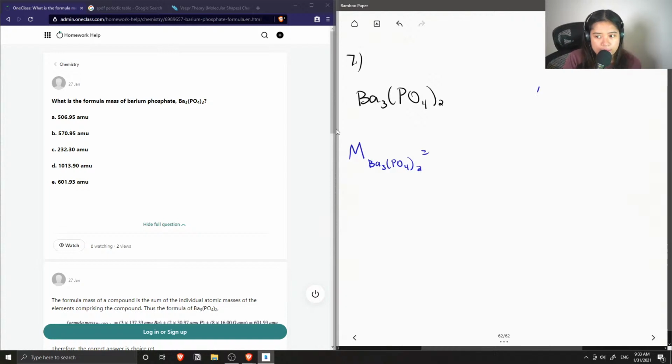So I would need the molar mass of barium, phosphorus, and oxygen. I'm going to have to look up the molar masses for barium and phosphorus since I don't know them off the top of my head. But for oxygen, it is around 16 grams per mole.